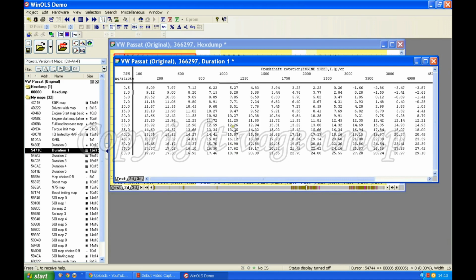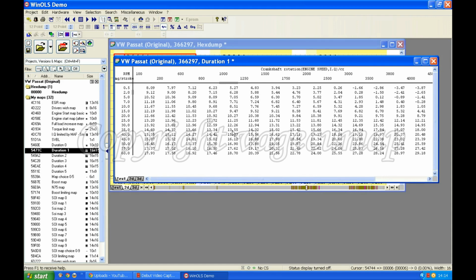So when it comes to duration and start of injection, they are intimately linked. You cannot change one without affecting the other, and it's up to you to decide which one you think is the one you want to change the most. Now, most people do not start out thinking, oh, I will change start of injection, because most people think that if they want more power from their engine, they need to inject more fuel. And in order to inject more fuel, they are going to have a longer period of duration. That's fairly sensible, isn't it? That's fairly obvious.